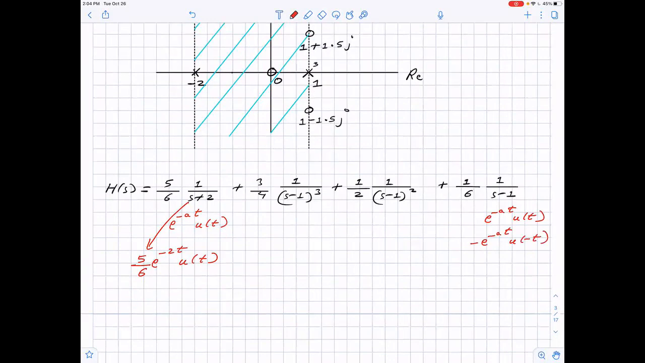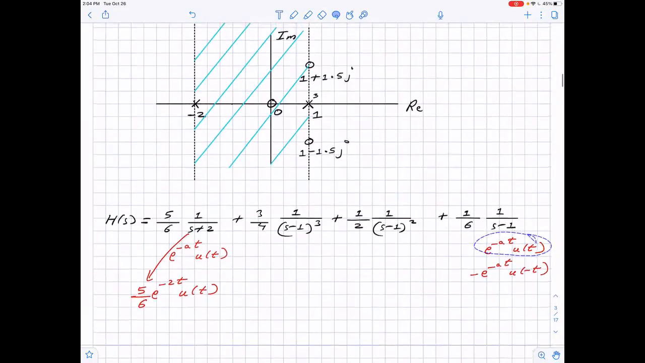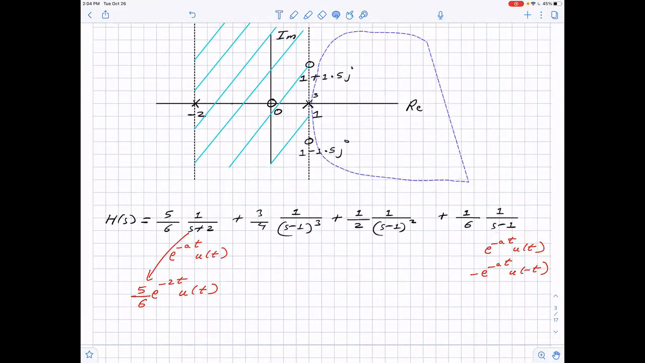If we pick the first option, e to the -at u of t, this is a right-sided function, and the ROC associated with that would be to the right of the pole over here. That would have no overlap with the ROC of h of s. So the first option is out. We have to pick the second option because the second one is left-sided. Its ROC is to the left of the pole, and that would have some overlap with the ROC of h of s. So we pick the second one. Let's erase the first one.